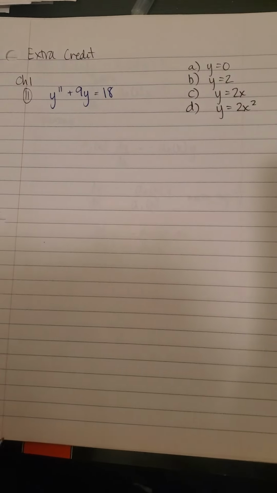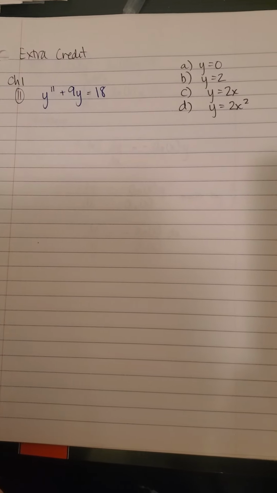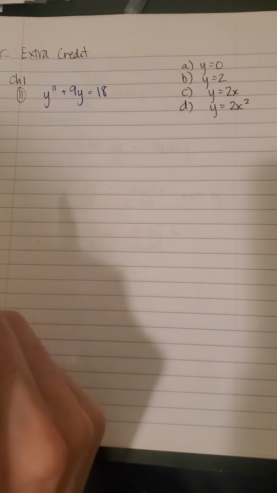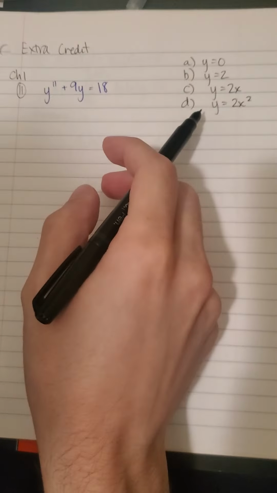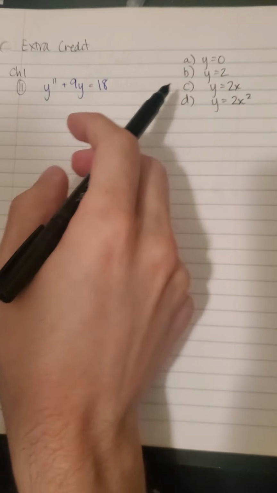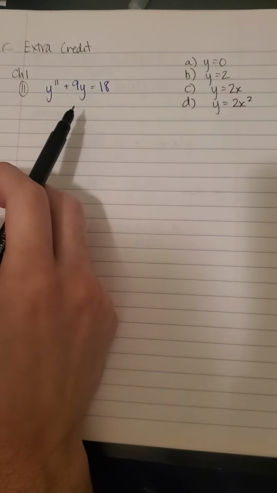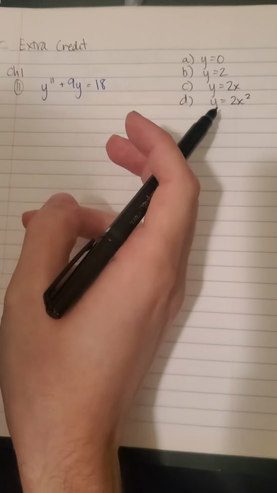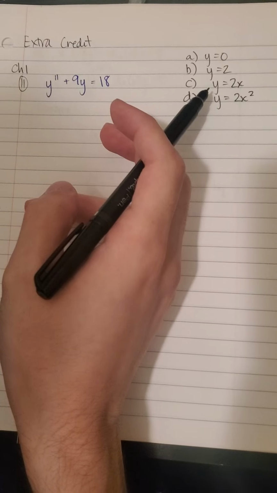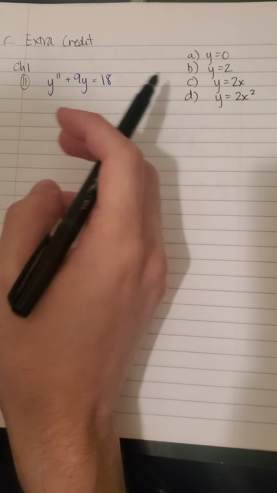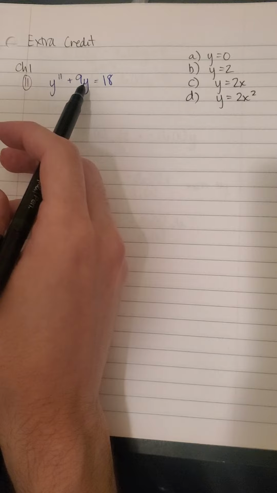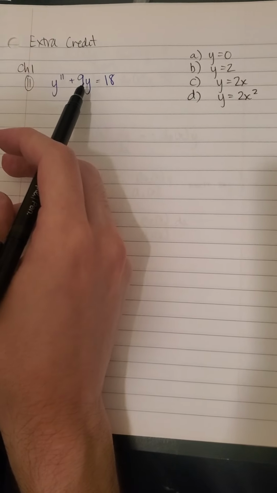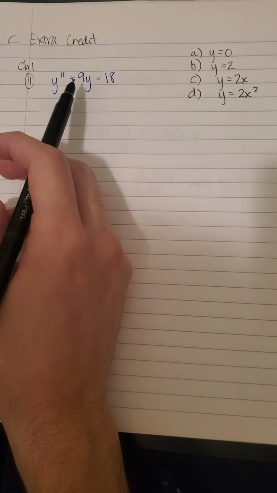Cool. Okay, so for my extra credit problems on chapter 1, I chose number 11, just trying to verify which of the following satisfies or is a solution to this differential equation. Looking at what's given right off the bat, I know that I want this to equal 0 and this to equal 2. I can't really say more than it just seemed really obvious.